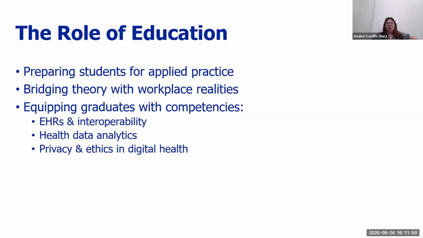So when we are coming here as professors or lecturers, we are coming here with the role of preparing students for actual practice in healthcare informatics. So it is still a bachelor's degree, so we do go into detail into theory and a lot of the basic concepts, scientific concepts behind informatics, but we always are striving to link it with workplace realities.